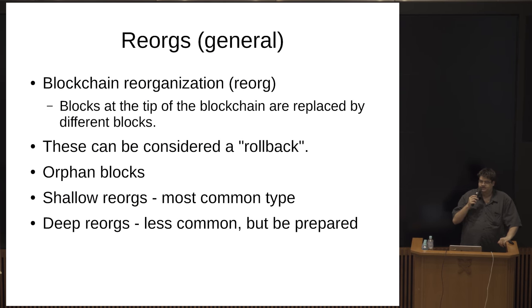So again, a reorganization is when the tip of the blockchain is replaced with different blocks. One way to think about this is a rollback, like rolling back version history, very similar. The most common type of reorg is what I would call a shallow reorg. That's not standard terminology, it's just what I call it. The one to be really concerned about is the deep reorgs, where these can be deeper than you think. There's a chance of these happening, and you just need to be careful. I'll explain the implications of those.